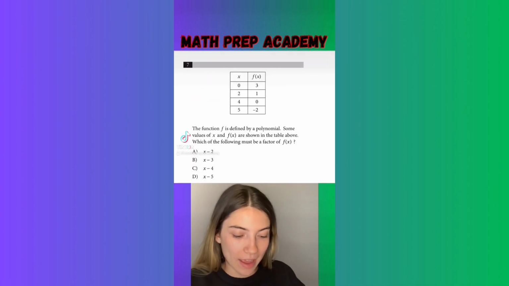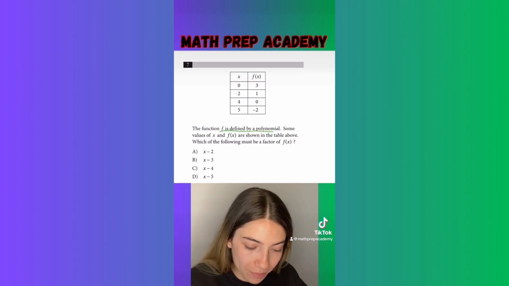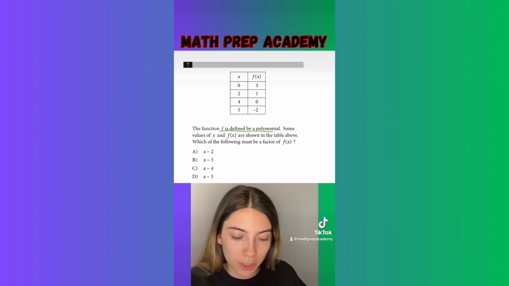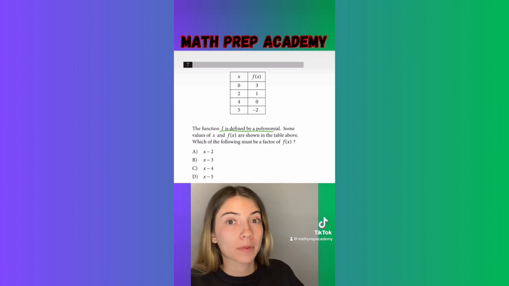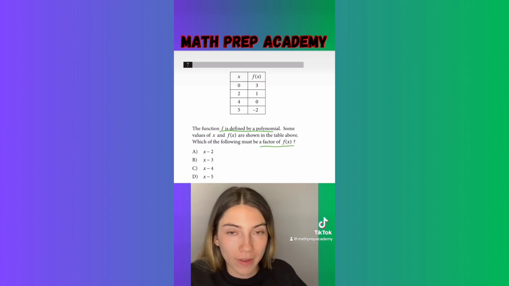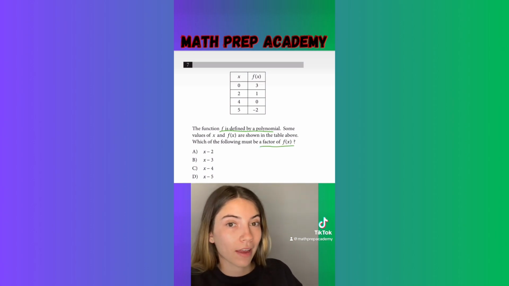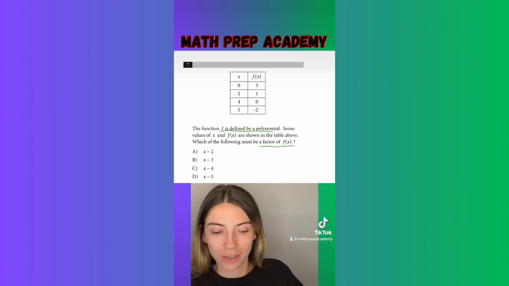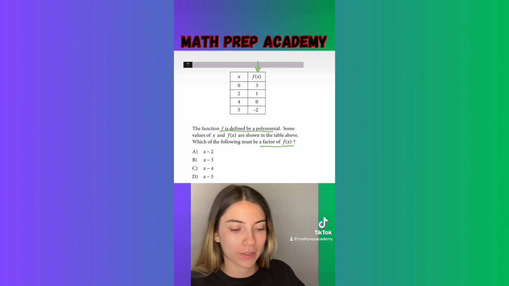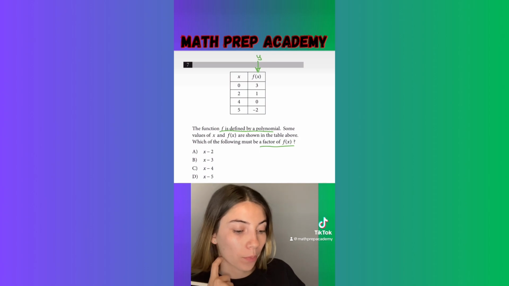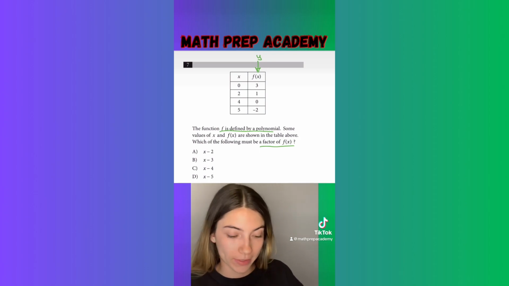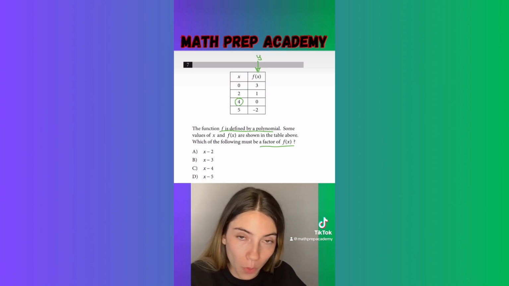Well, they tell us that f of x is a polynomial, okay? Some values of f of x are shown on the table above. Which of the following must be a factor of f of x? So a factor is what is the value of x when the y is 0. The y is another way of saying f of x. So what is the value of x when the y is 0? Well, the value of x is 4, okay?